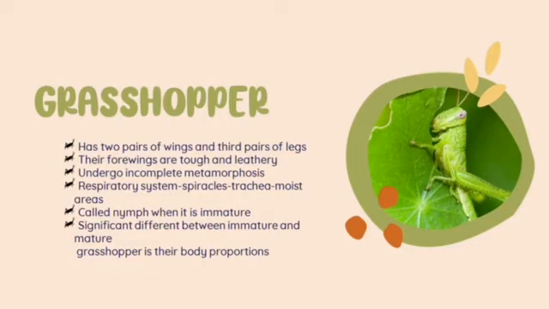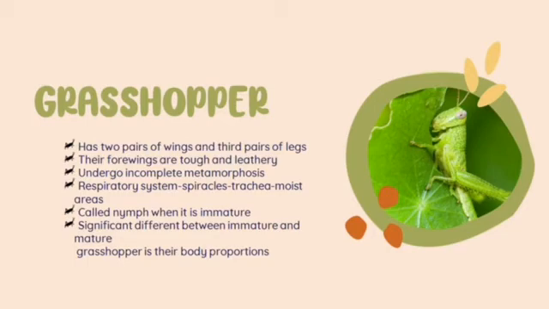Generally, a grasshopper has two pairs of wings and three pairs of legs, of which the third pair functions to help them jump. Their four wings are tough and leathery. For information, grasshoppers undergo incomplete metamorphosis, which is gradual change in stages.